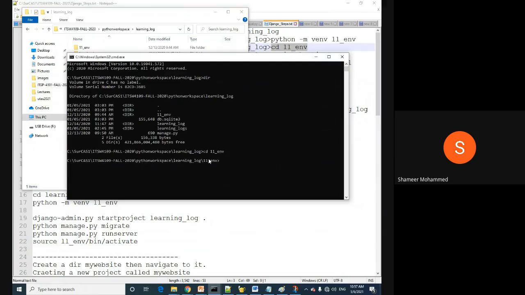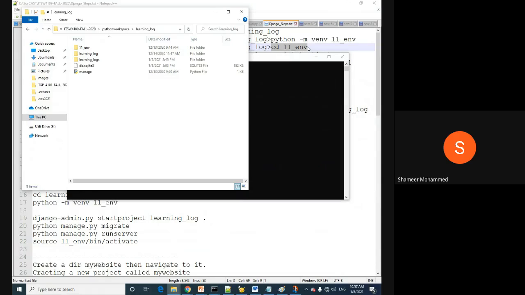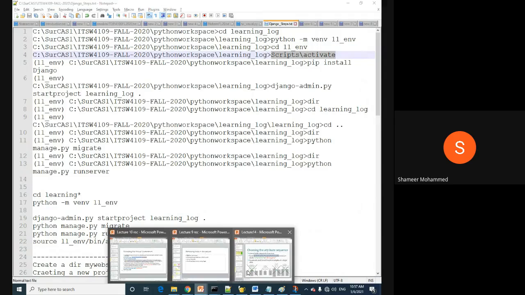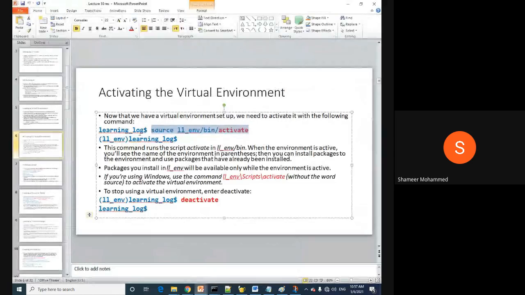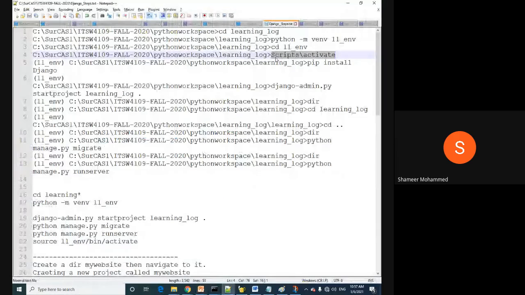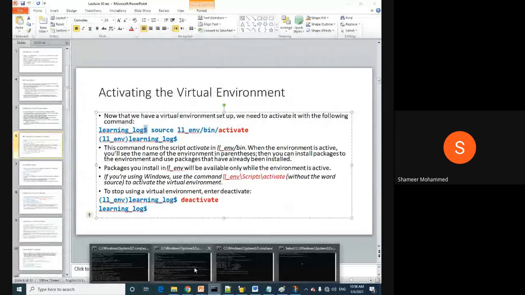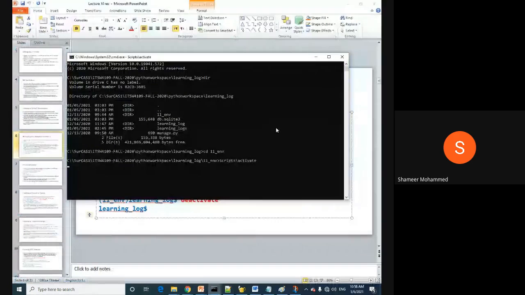Now you have to give this command. What is that command? This is the command, scripts activate. In your slide, it is given as the Linux command. This dollar means Kali, Ubuntu, Linux, Solaris. So just type this command, and be in the learning log. Done, now it is active. See, when it is active, you will get it like this.